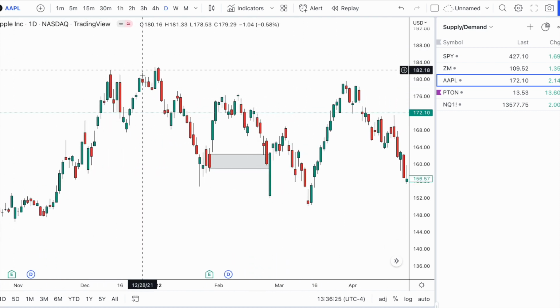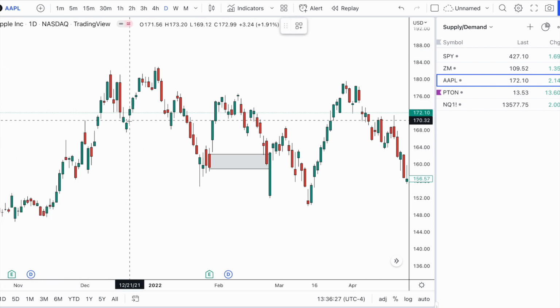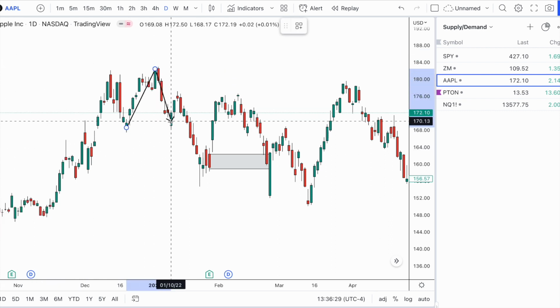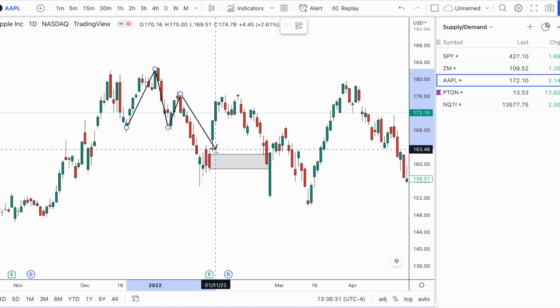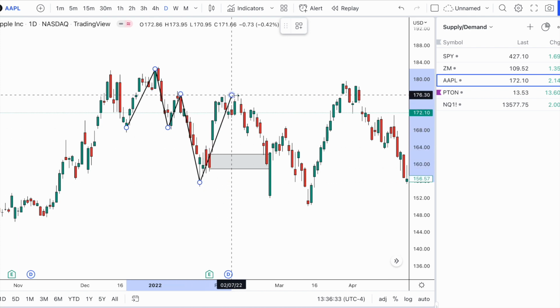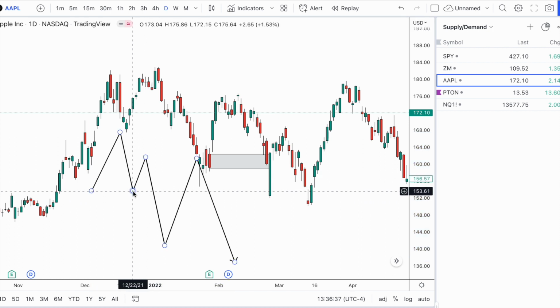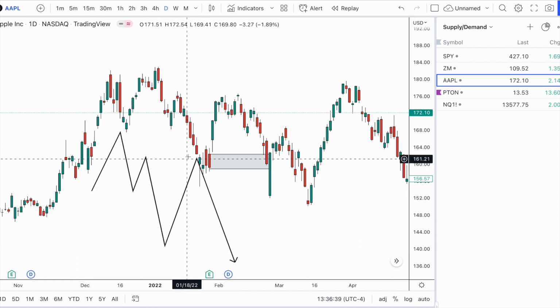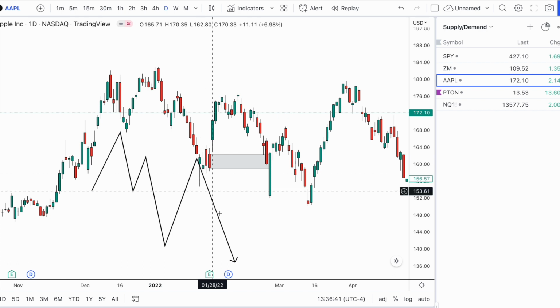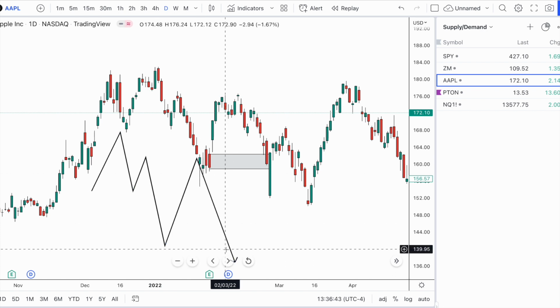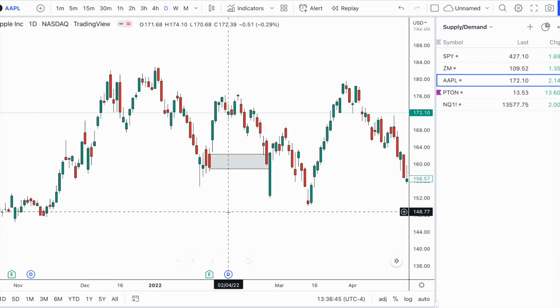So we have price, let me just draw this out for you. Price comes up, price comes down, up, down, making lower lows, lower highs. Lower low, lower high, lower low just slightly, but lower high, and then we end up making a lower low. So this is the start of a downtrend.